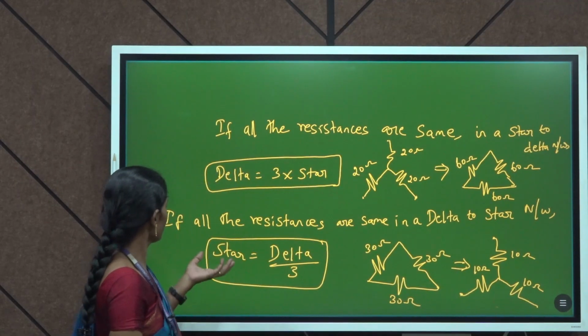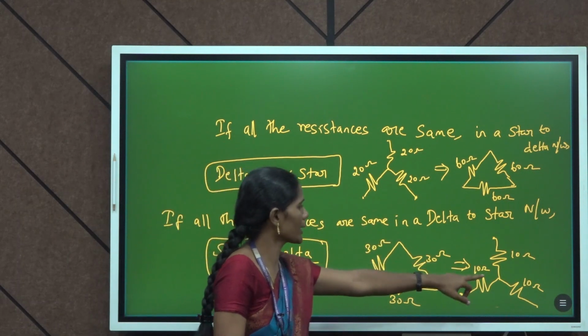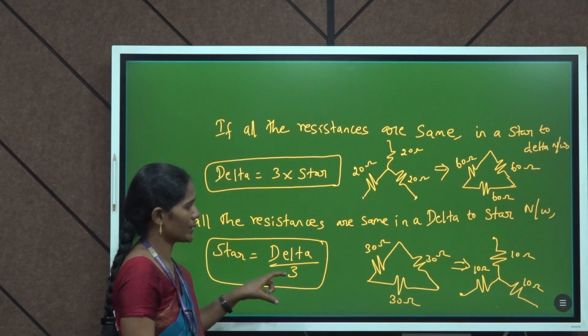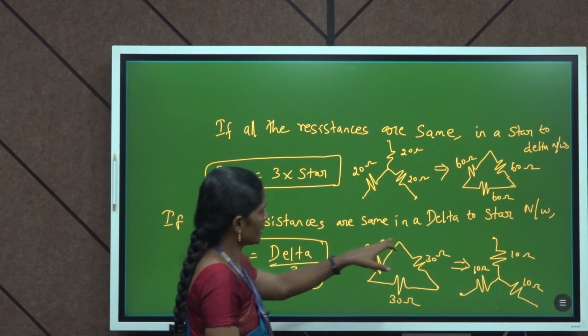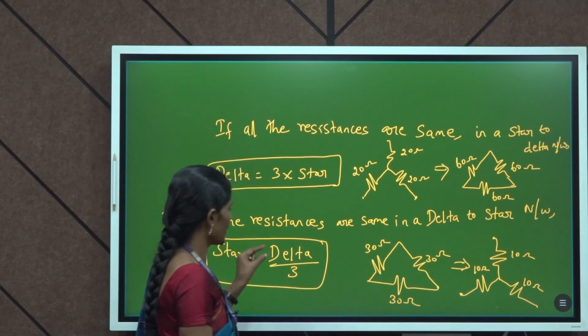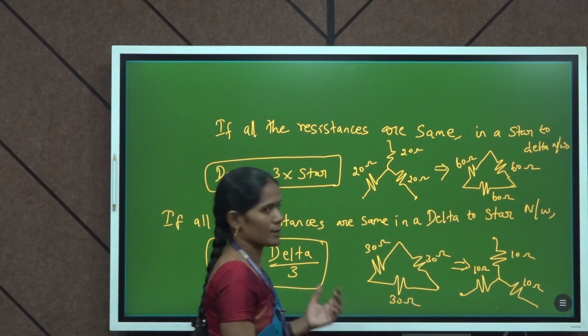By using the same principle, if all the resistances are the same in a delta to star network, we can identify the star as star equal to the delta amount divided by 3. So, in this example, delta amounts are 30, 30, 30. We can get the star amount as this 30 divided by 3. So, the resultant amount is 10 ohm, which will be the star resistance.